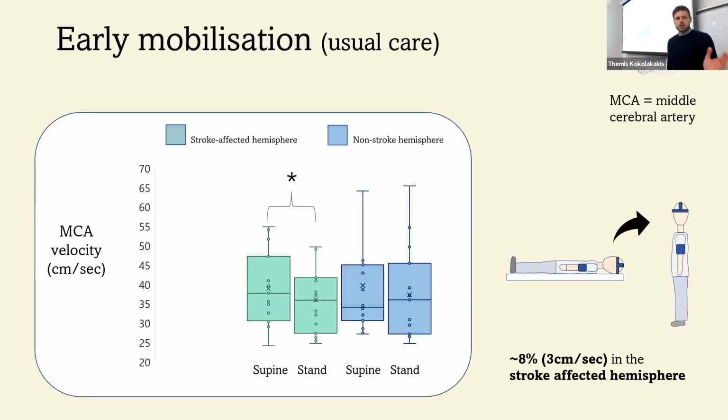This is split into the stroke-affected and non-stroke hemispheres. What we found was that on the stroke-affected side, when people stand up, there's a sustained reduction in cerebral blood velocity. After 3 minutes of standing in that position, it stayed lower than baseline. However, on the non-stroke side, it rebounded back to the baseline level. So again, we've developed some knowledge in this area, which might have implications for future stroke rehabilitation or usual care physiotherapy techniques.